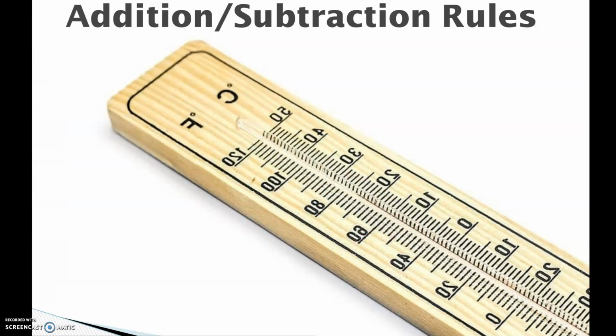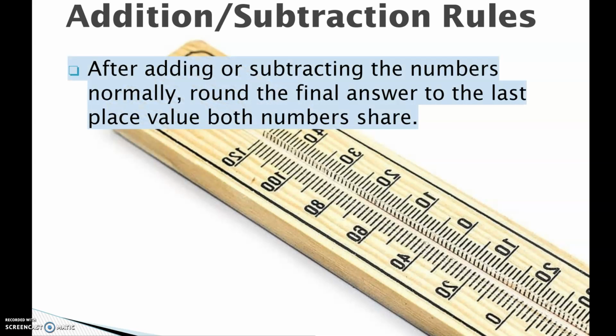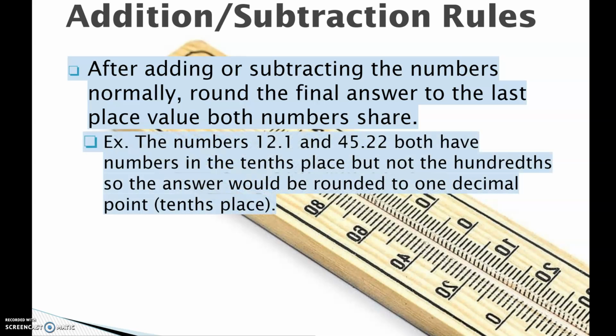Very well. So now we are going to get into the doing math with significant figures rules. After adding or subtracting numbers normally, you will round the final answer to the last place value both numbers share. Here's an example. The numbers 12.1 and 45.22 both have numbers in the tenths place, but not the hundredths place. So the answer would be rounded to 1 decimal point, or the tenths place.